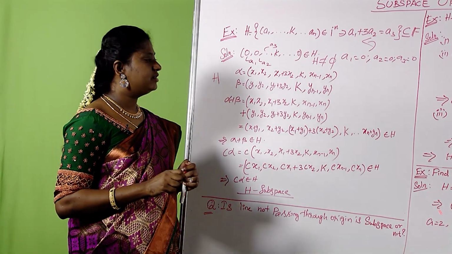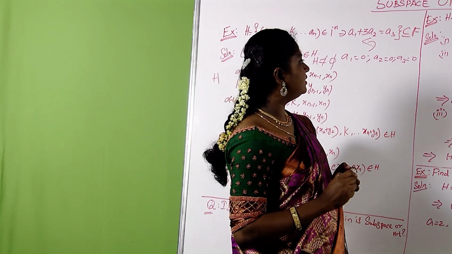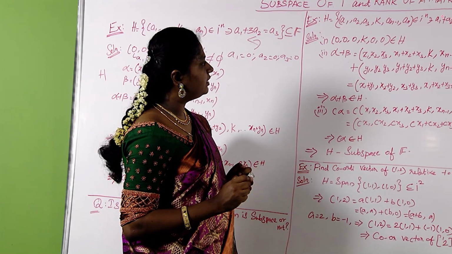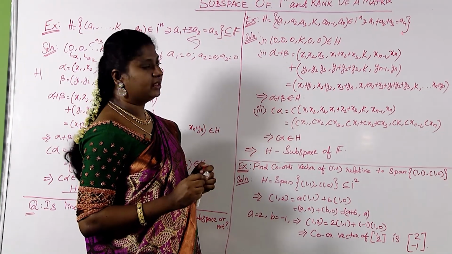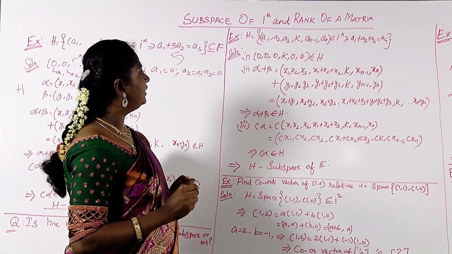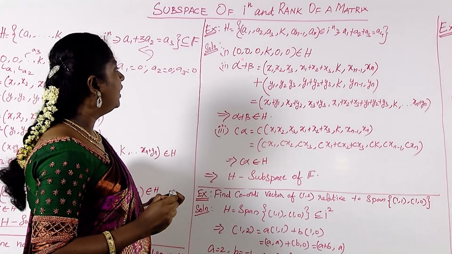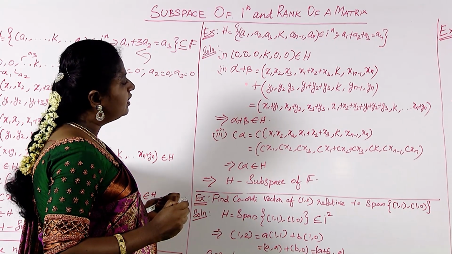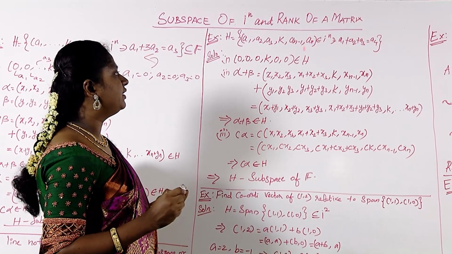Now coming to this example, here I am considering again the same format, but the condition I am having is A1 plus A2 plus A3 is equal to A4. So this condition alone I am changing. Similarly, first we prove it contains the 0 element, or in fact that it is non-empty, and then we try to prove alpha plus beta is also an element of H and C alpha is also an element of H.